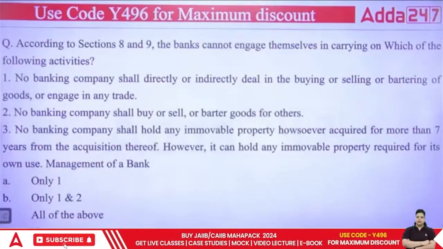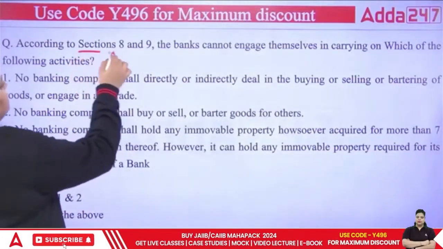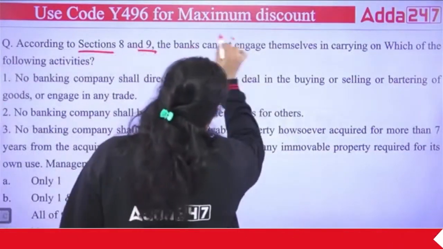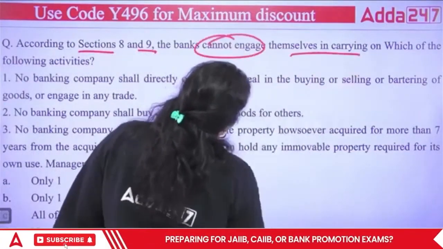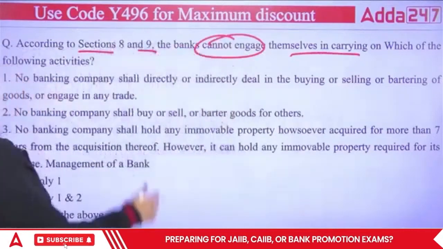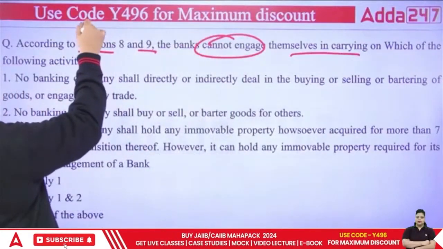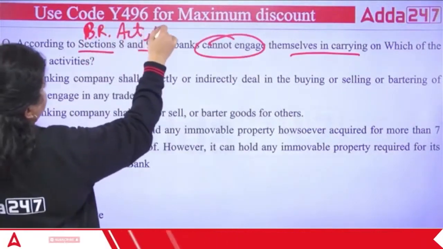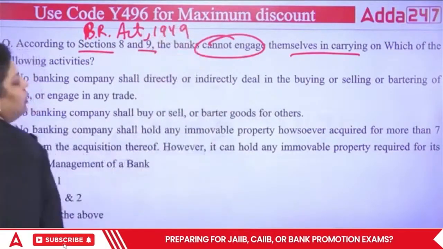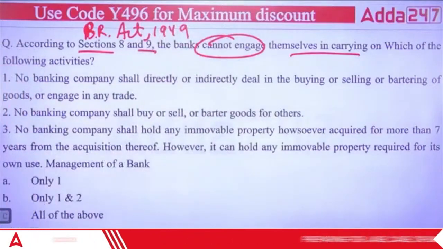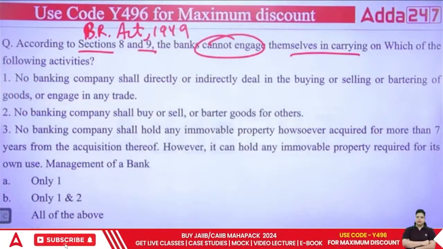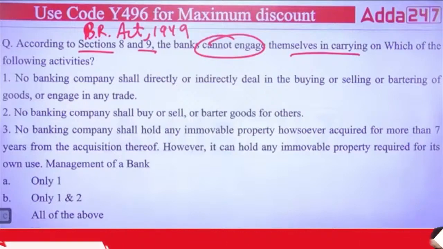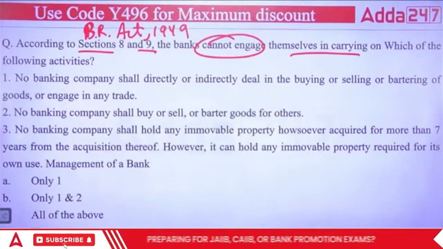Next question. According to sections 8 and 9, the banks cannot engage themselves in carrying on which of the following activity? And this section we are talking about, of which act? Your Banking Regulation Act. Because what a bank can do and what a bank cannot do is defined under the Banking Regulation Act. So Banking Regulation Act 1949, sections 8 and 9 say that banks are not allowed to perform certain functions. Which of the following?